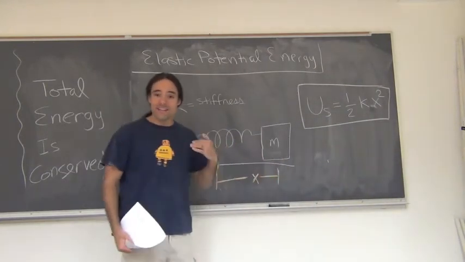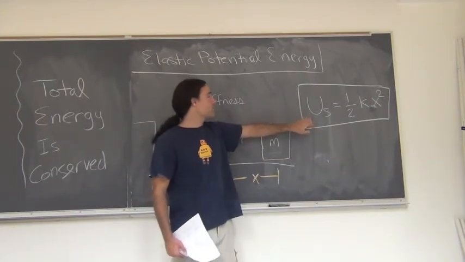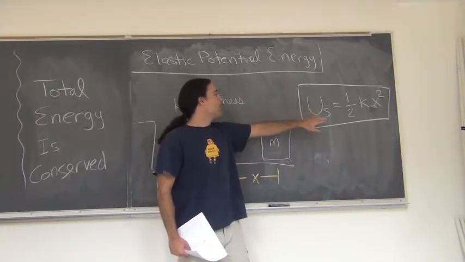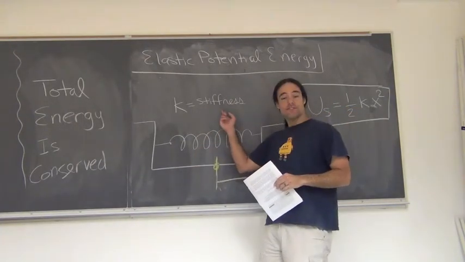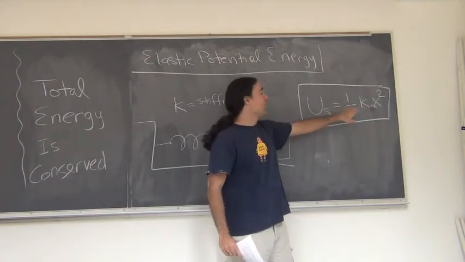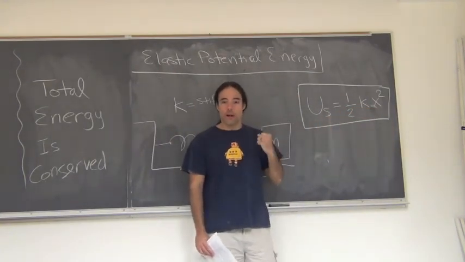Well, the elastic potential energy, or also called the spring energy for short, is going to be given by 1/2 K, where K is the stiffness of the spring. 1/2 the stiffness of the spring times how far I've stretched it squared.